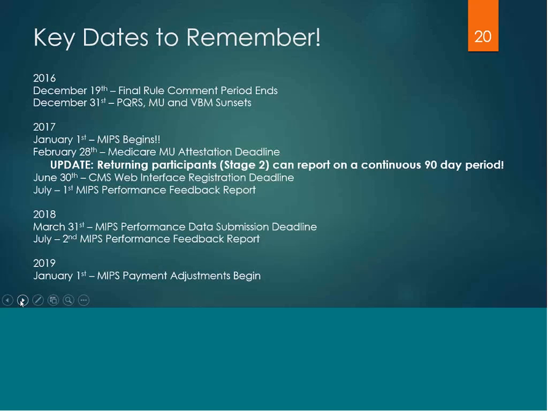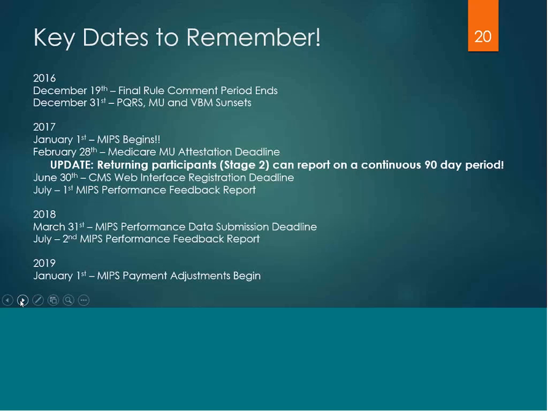Some key dates to remember. PQRS, meaningful use, and the value-based modifier are all sunsetting at the end of 2016. MIPS does begin January 1st of 2017. All clients who are participating in Medicare's meaningful use need to submit your attestation by February 28th of 2017. And I just want to point out the update for all returning participants, that is stage 2 meaningful use participants, can now report on a continuous 90-day period. You're no longer required to report on the full calendar year.